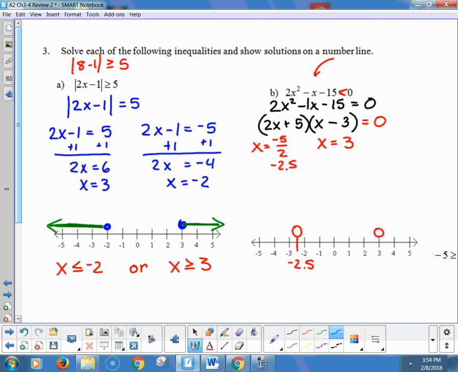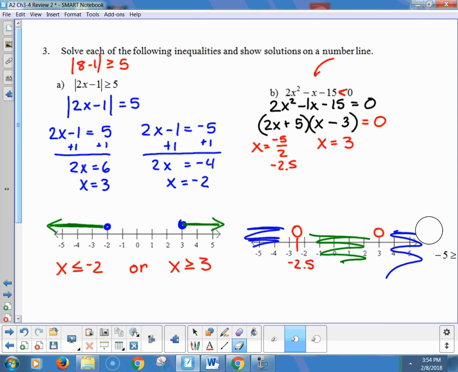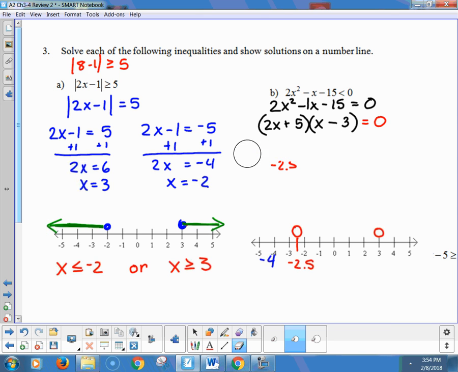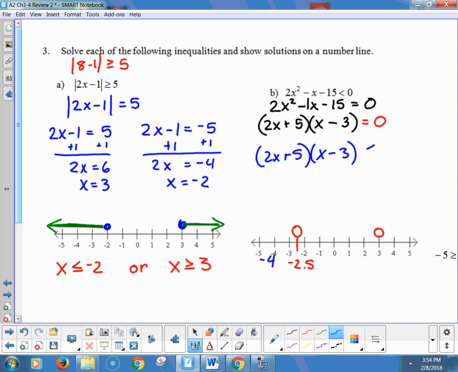And now I know that either the region over here, or the region in between my boundary points, or the region over here, or some combination thereof, must make this inequality true. So let's start testing some things. Let's say I test negative 4. I think it's going to be easier to test it in factored form. So I want to know where 2x plus 5 times x minus 3 is less than 0.